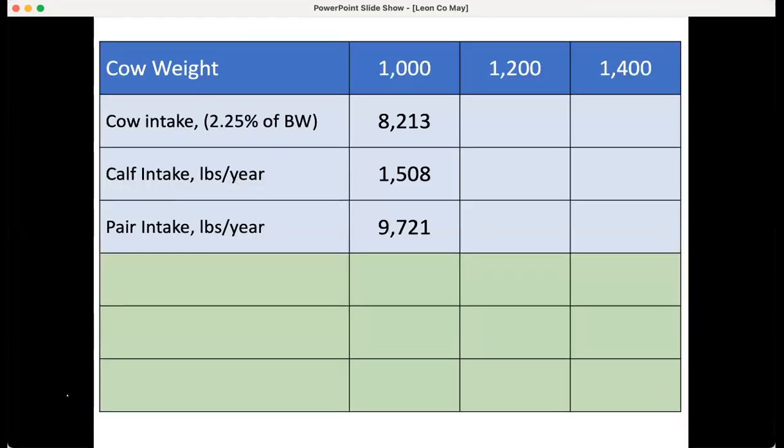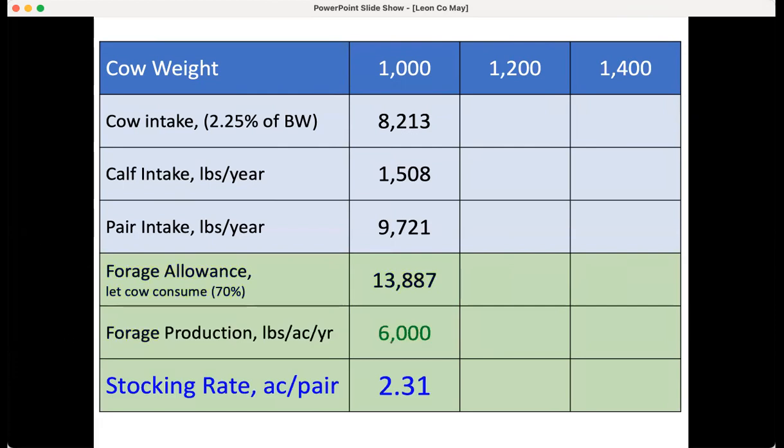So if we look at what that means, how do we take that information and convert it to a stocking rate? If we calculated that intake at 8,213 pounds of dry matter over 365 days within that year, based on a 1,000 pound cow consuming 2.25% of her body weight, but we're only going to let her consume 70% of the forage we actually grow, and our forage production is 6,000 pounds per acre per year, then our stocking rate would ultimately be a little over 2 acres per pair.